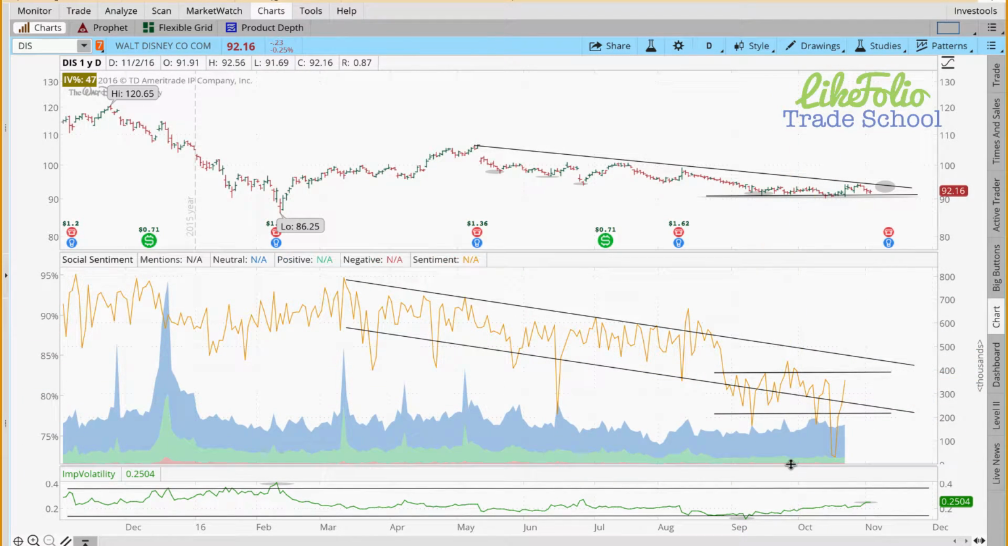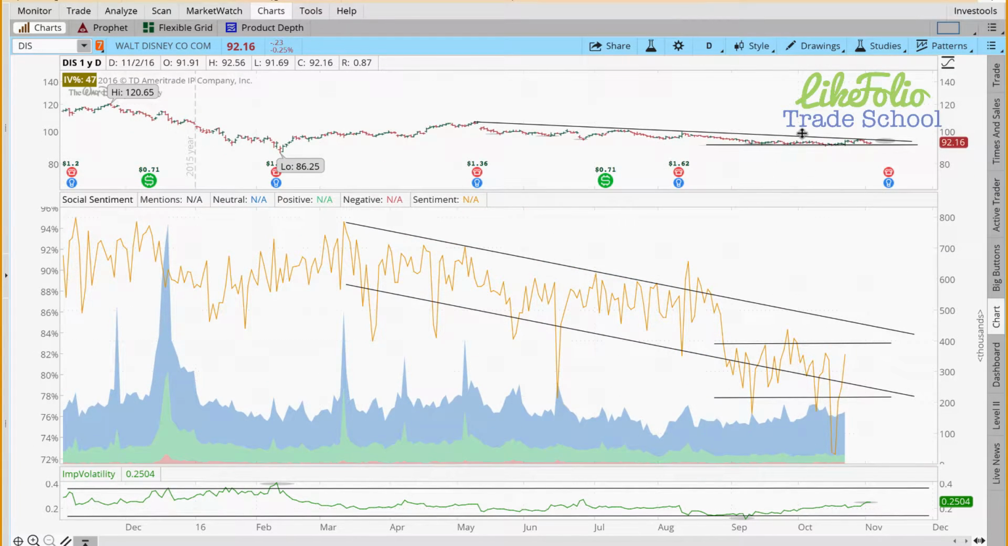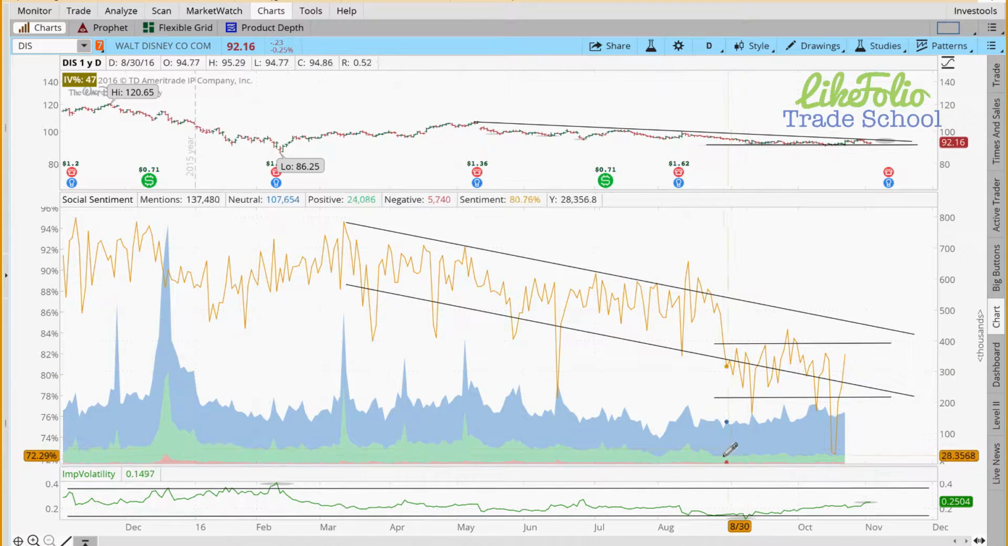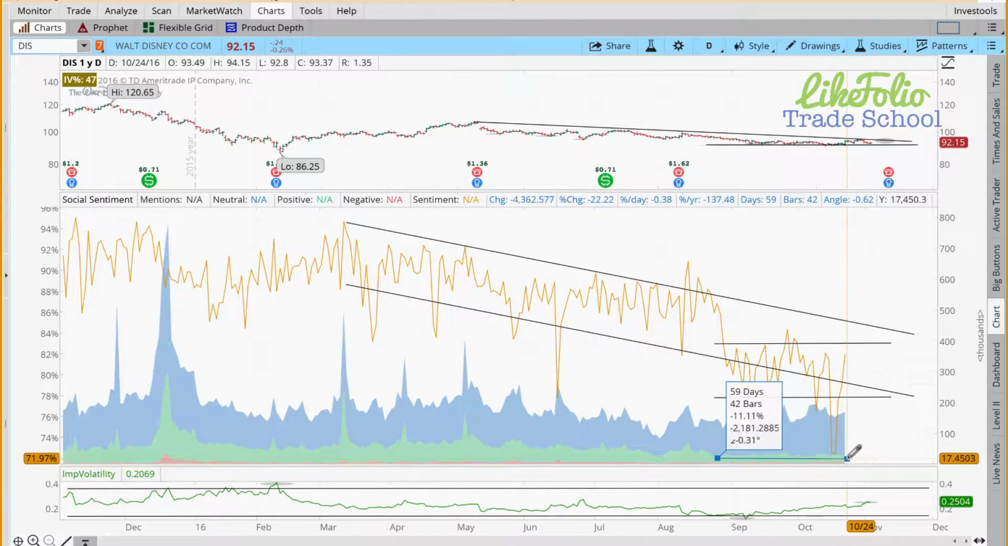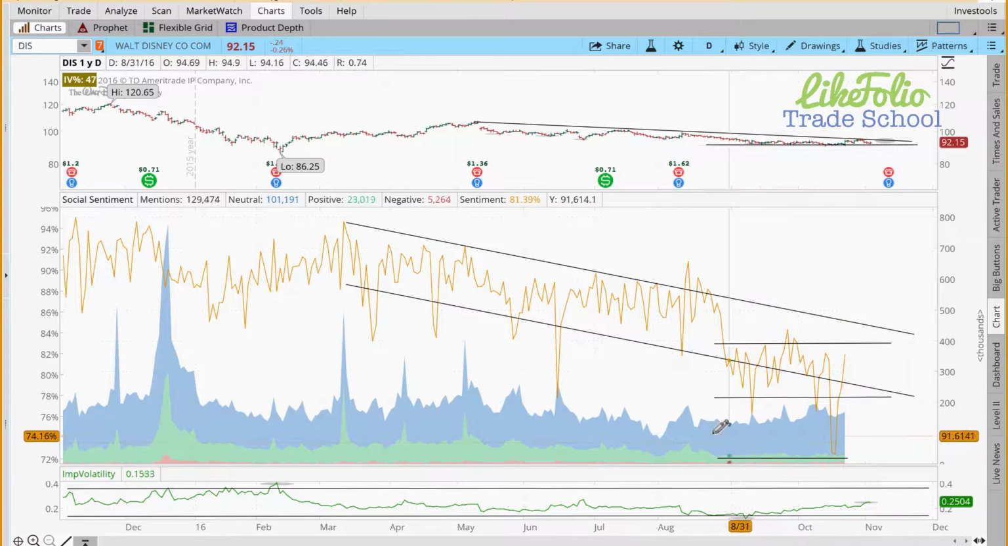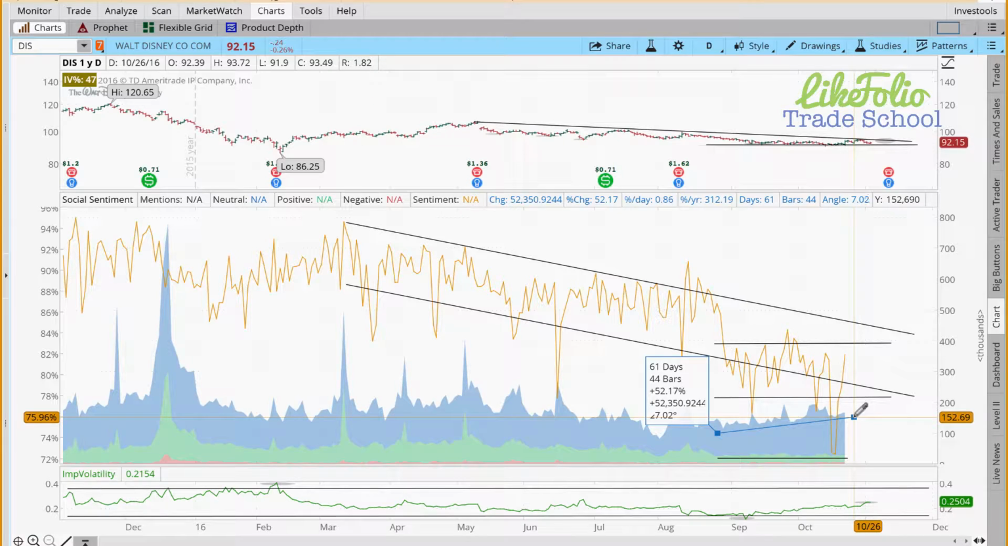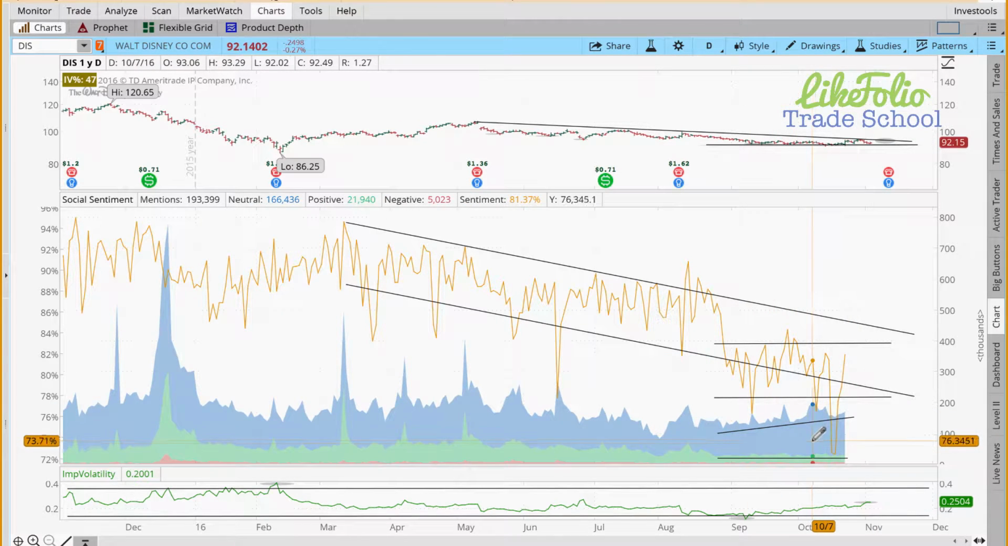If we take a closer look at the mentions, I haven't seen much increase in positive mentions per se. So the positive mentions are the green area. That's been pretty flat. But we are seeing some uptrending in just mentions in general. So the blue area is neutral mentions.